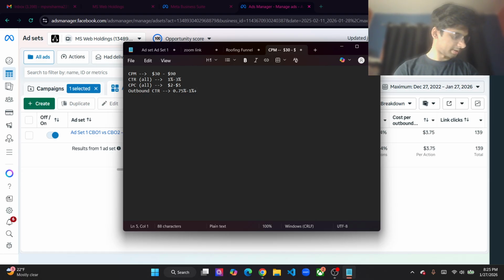Okay, cost per outbound click. That's not that important. I mean, it's pretty important, but cost per outbound link click should be between $3 to $7. Let me just write that down. Cost per outbound click, link click, $3 to $7.